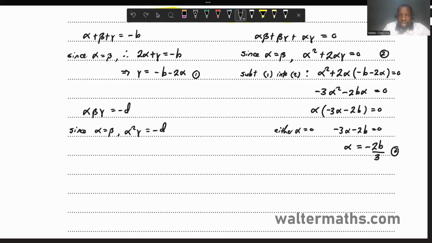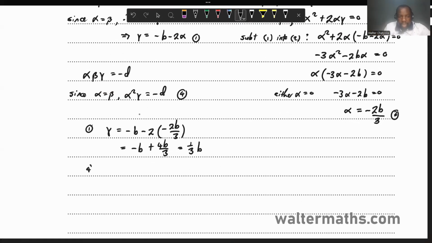All right. So if I call this equation 4, I will take here equation 1, which is gamma is equal to minus b minus 2 alpha. But for alpha, I'm going to put minus 2b over 3. So basically, we have minus b plus 4b over 3. Now, this will simplify to a third b. All right. So if we then take back the equation 4, for alpha squared, we will have minus 2b over 3 squared. And that's of gamma. Now, gamma is a third b. So that's of a third b.